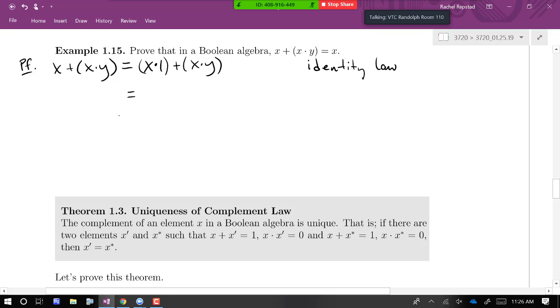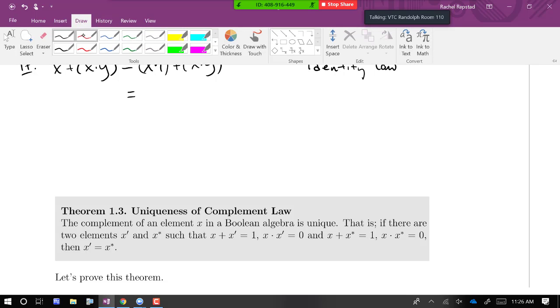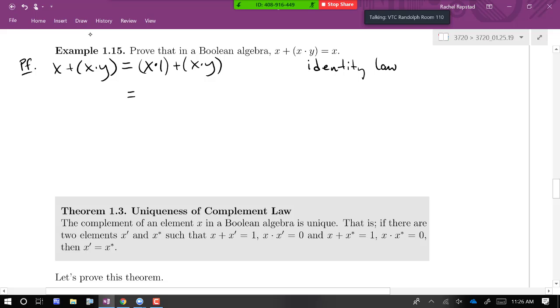Now at this point, I'm going to use that distributive property again in the reverse order. This one will feel more normal just because we're adding 2 products. So this will feel like regular algebra. I've got an x times and an x times, so we can, for lack of a better word, factor out that x. And inside we have 1 plus y.